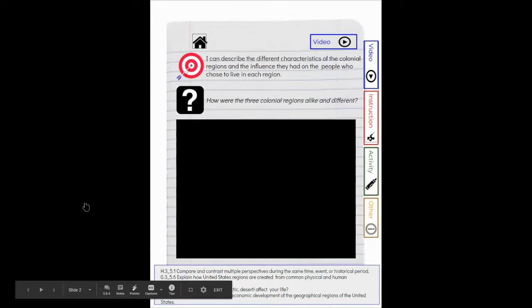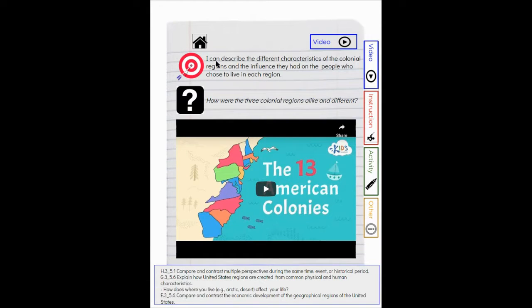Again, when you're done with this lesson, you will be able to describe the different characteristics of the colonial regions and the influence they had on the people who chose to live in each region.